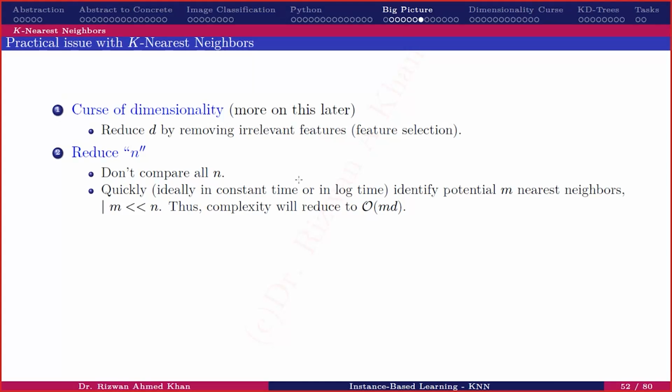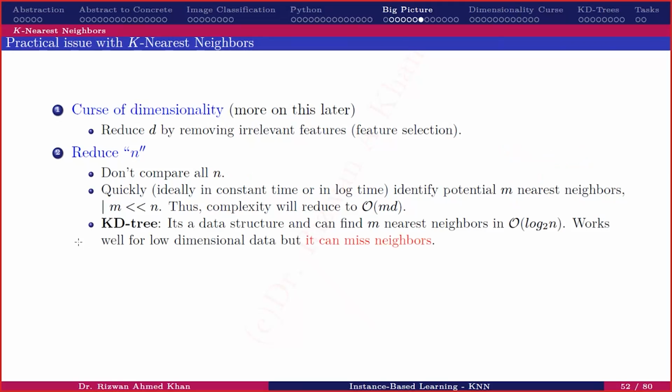So let's say we have n data points and we know that only m are potential nearest neighbors, and m is far, far less than n. Then we'll have a speed up in the runtime of the kNN algorithm. But then we have to find these potential neighborhood points m, and there is a whole field of work on how we can find m.